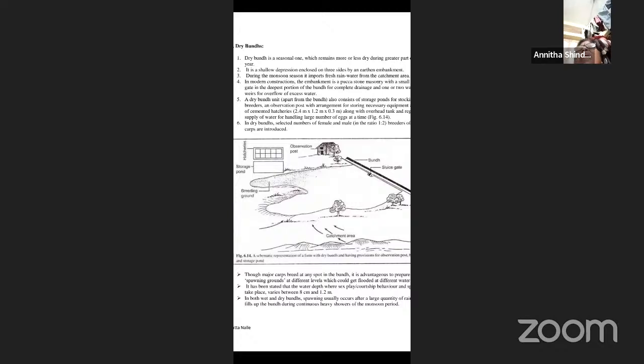It may survive and lead to the production of more fishes, provided you give all the requirements that are needed for their production. Unless you give them, it will not be successful. Continuous water supply should be there for the fishes. Without water they will not survive. So all these precautions they need to take. This is how you do it in the dry bund.